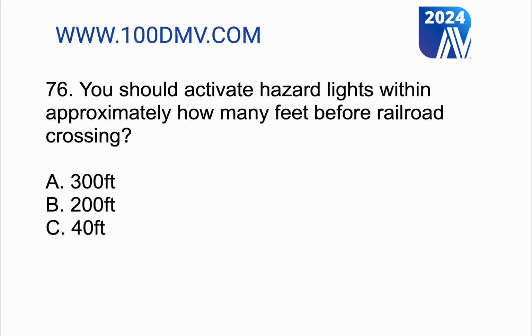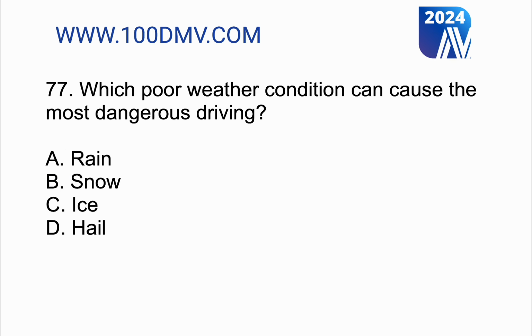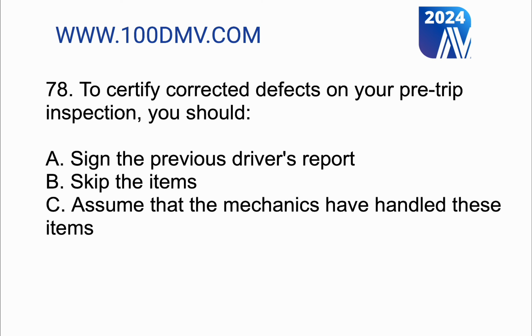76. You should activate hazard lights within approximately how many feet before a railroad crossing? A. 300 feet. B. 200 feet. C. 40 feet. Correct answer: B, 200 feet. 77. Which poor weather condition can cause the most dangerous driving? A, rain. B, snow. C, ice. D, hail. Correct answer: C, ice.